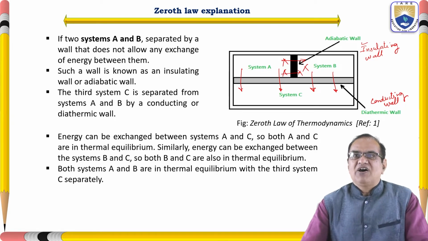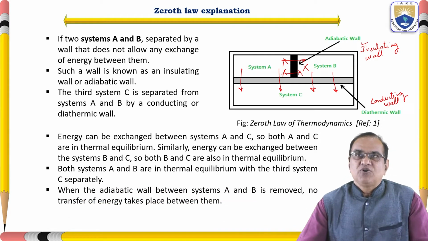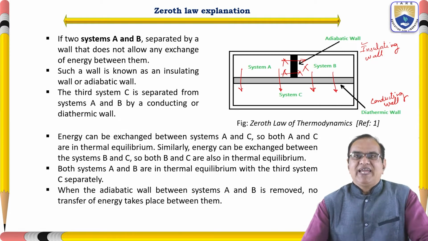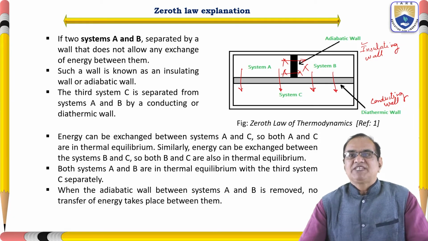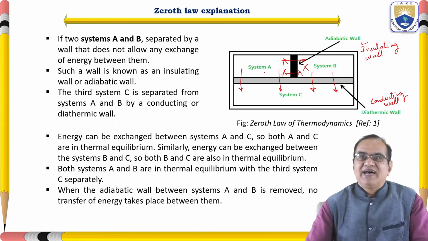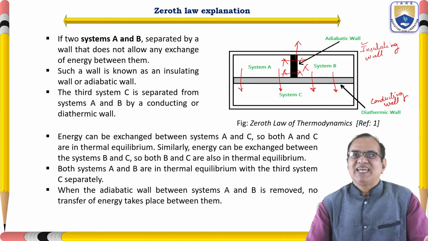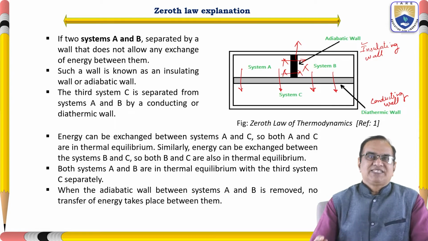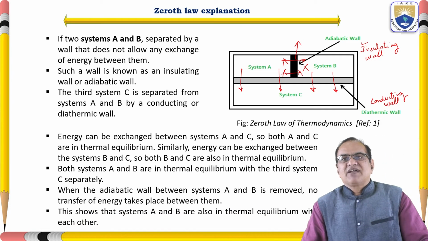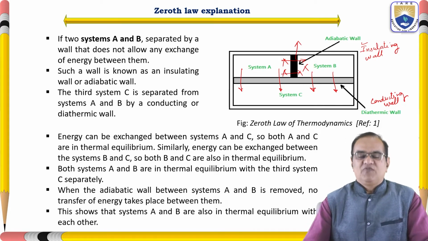Both systems A and B are in thermal equilibrium with the third system C separately. That is the essence of the zeroth law of thermodynamics. When the adiabatic wall between A and B is removed, no transfer of energy takes place between them. After equilibrium has been reached, if you remove it, nothing will happen. All will have the same thermal state, so the full equilibrium condition is met. This shows that systems A and B are also in thermal equilibrium with each other.